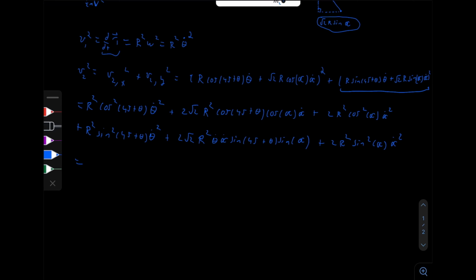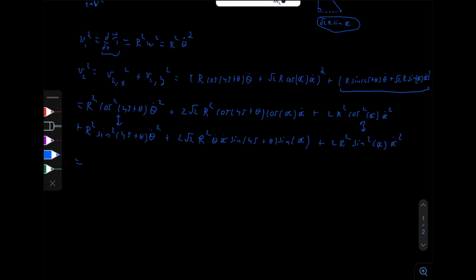Okay. So what are we going to do about this? Well, remember, cosine squared of anything plus sine squared of that same thing is 1. So that means these two terms we can simplify, and what else? These two terms we can also simplify.